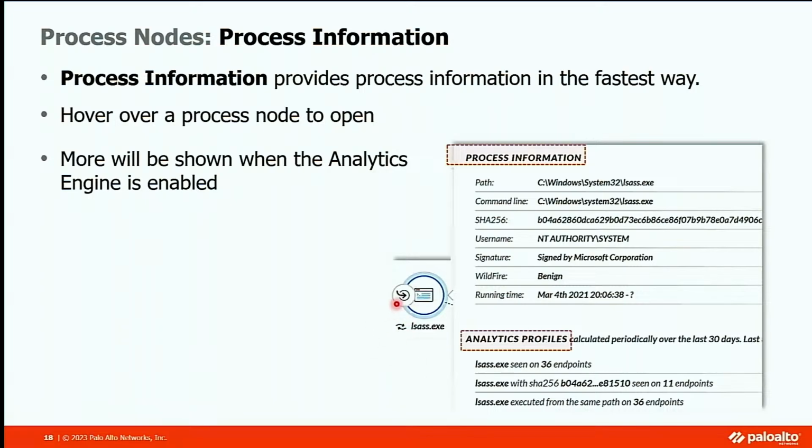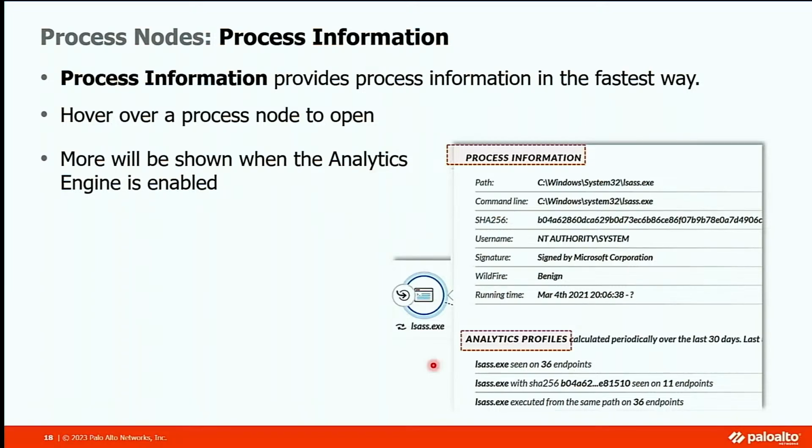Is that this process is still running. Because we've got the analytics engine enabled, one of our analytics detectors has built up profiles of, we've identified this same executable on 36 endpoints. It's got this hash on 11 of them, which must mean that it has a different hash on 25 endpoints, right? We're matching exactly the same hash on 11 endpoints only, so the same file name must have a different hash on 25 others, yeah?